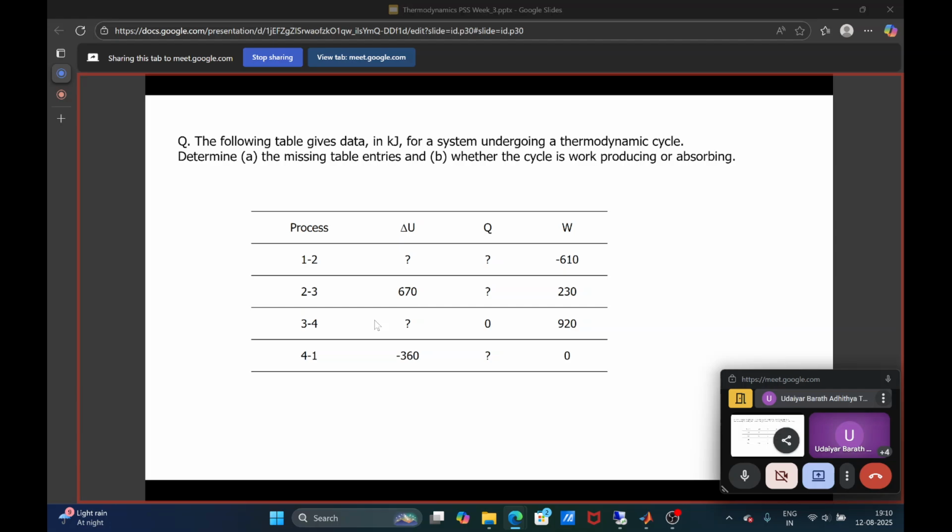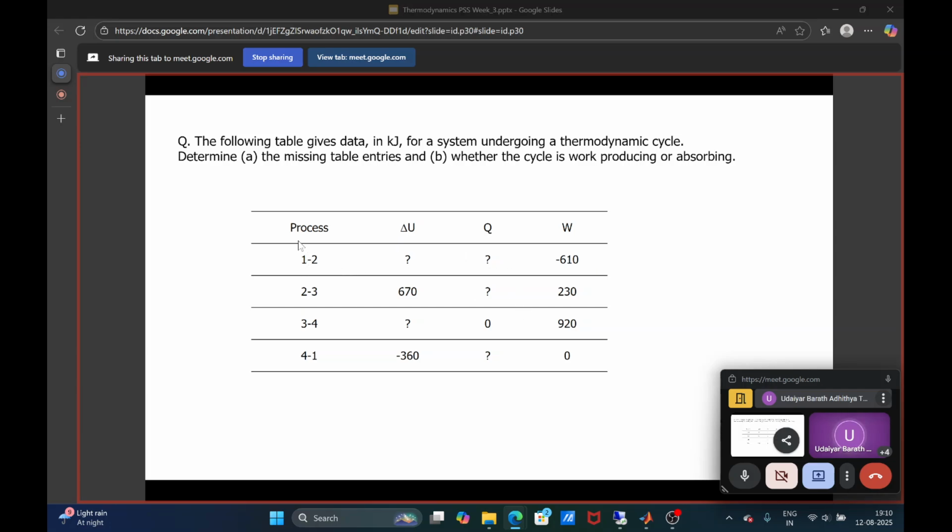And then for 3 to 4, again there are two known and one unknown, so delta U. So delta U is Q minus W, so delta U will be minus 920 in this case. And similarly for 4 to 1, Q is unknown, so again delta U is Q minus W. So since W is 0, Q is minus 360, so we know all three. So now the only unknown is 1 to 2.